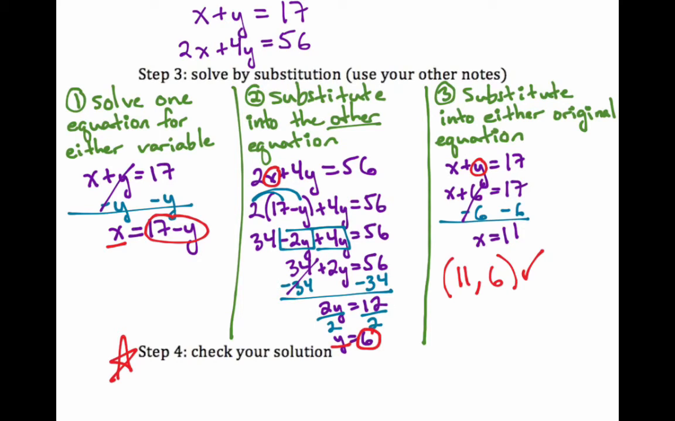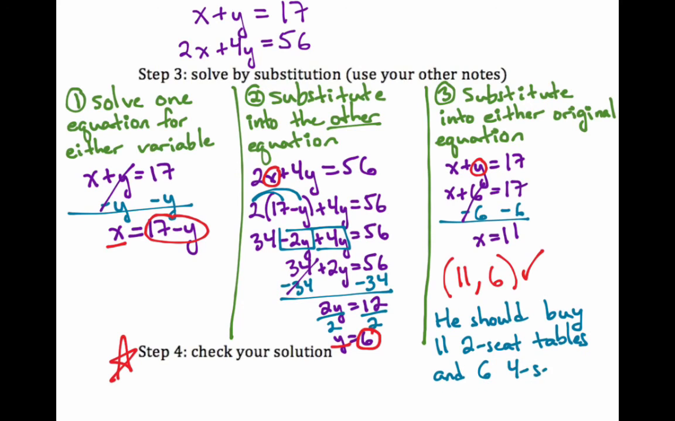Not quite, right? Because this is a word problem. That means we need to give our answer in sentences. This is not an answer to the question of how many tables should he buy. So let's write that as a sentence. He should buy 11 two-seat tables and 6 four-seat tables. There we go. There's our answer.